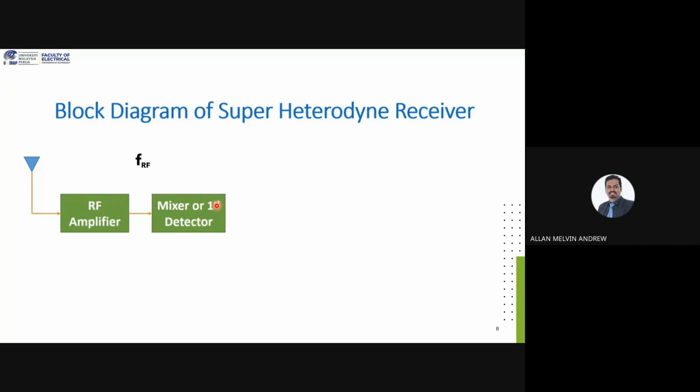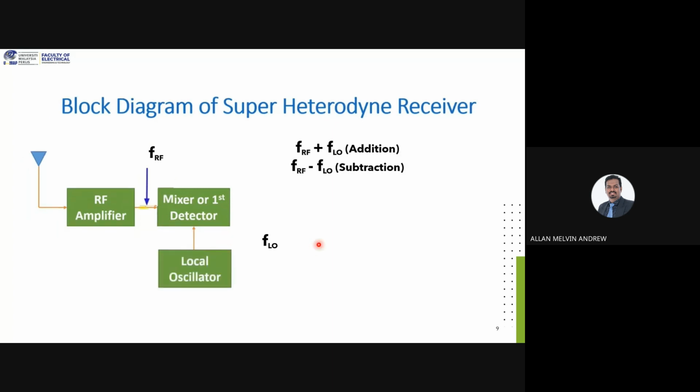The mixer is considered the first detector. Detector means it is detecting the frequency sent. Then we have the local oscillator. The signal generated by the local oscillator has a frequency of FLO. LO is local oscillator, not low value. So here you are receiving FRF, and from the local oscillator you are receiving FLO.